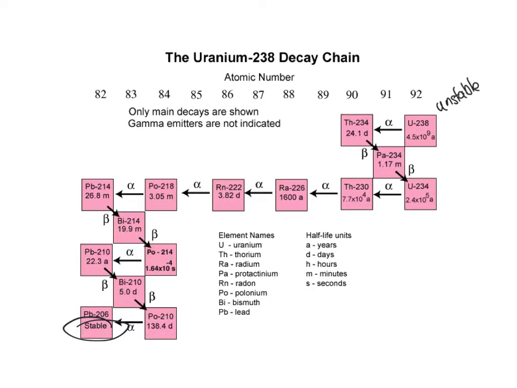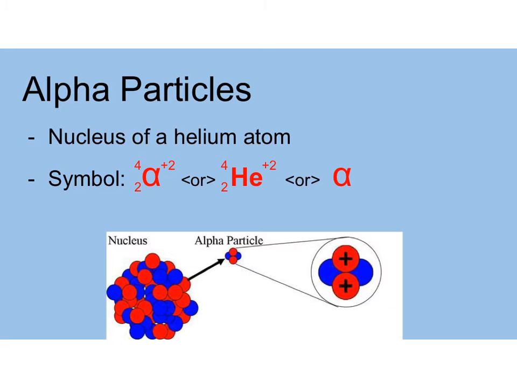Some unstable nuclei are just going to go through a one-step process. For example, if I had polonium 210 right here, it would just go through one step and then it would end up being lead 206. So that's just one step. However, you can see that there are a lot more steps as we go through with uranium.